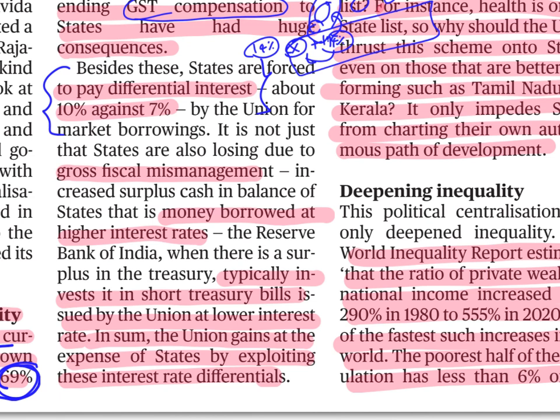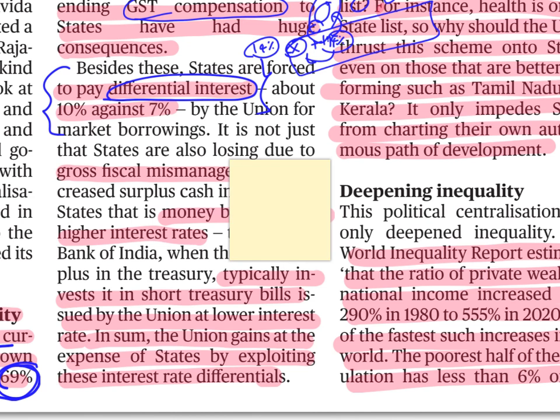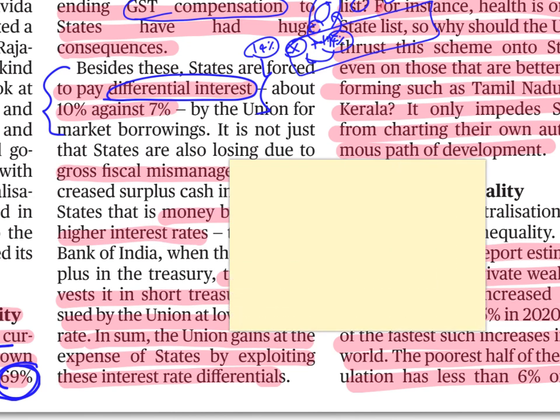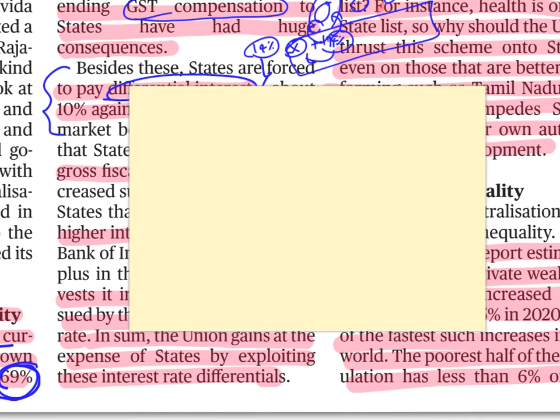So here it is talking about interest rate differential. So what is the meaning of this? When the center and states are trying to issue bonds, let's say center is issuing a bond. Generally it offers a lesser interest rate, let's say 7%. Why? Because center is safe.